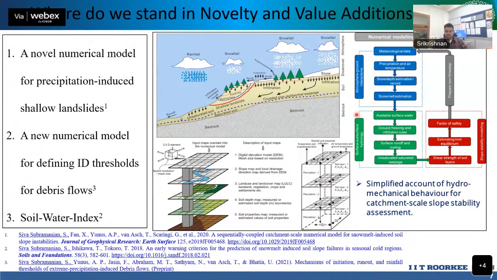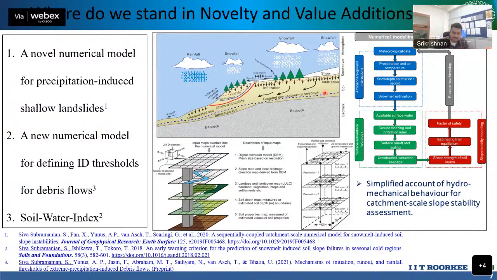So, where do we stand in terms of novelty and value addition in territorial landslide early warning systems? As we have seen in the previous slides, to set up the warning level, we need two databases. One is the rainfall database and the other is the landslide database. Unfortunately, in many developing countries, we do not have such a rich database to establish the threshold, such as the ID threshold. In that case, we need to look for alternative methods where, using computer-based numerical simulation, we could generate synthetic landslides based on the meteorological condition and use the model to develop our own threshold.